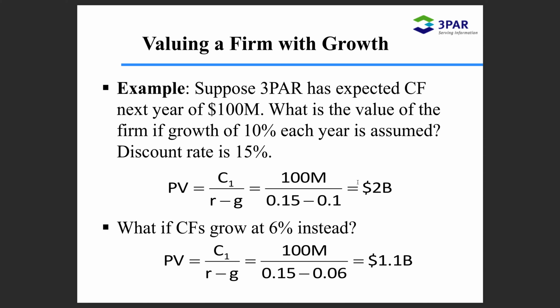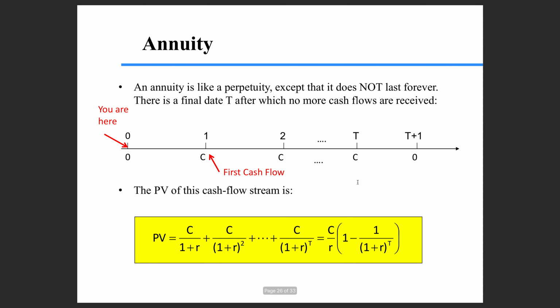Our next special formula is that for the annuity. It is very similar to regular perpetuity, but the cash flow stream is finite. It's not forever. I receive equal cash flows for T periods. At time T plus 1, I don't receive anything. And after that time, all cash flows are going to be 0. This sum of T discounted cash flows is equal to the following formula. C over R multiplied by 1 minus 1 over 1 plus R raised to the power T. This is the present value of annuity formula.